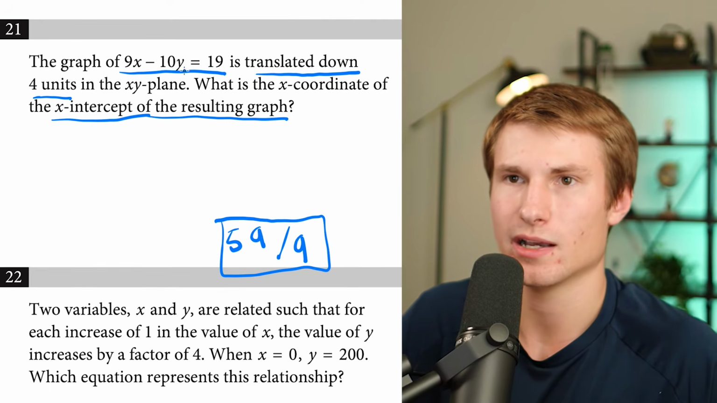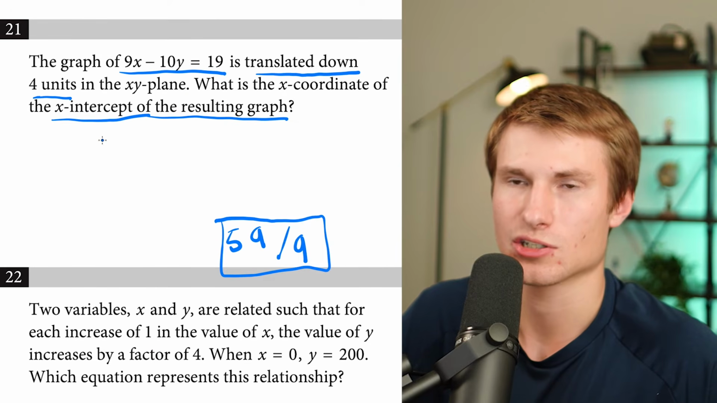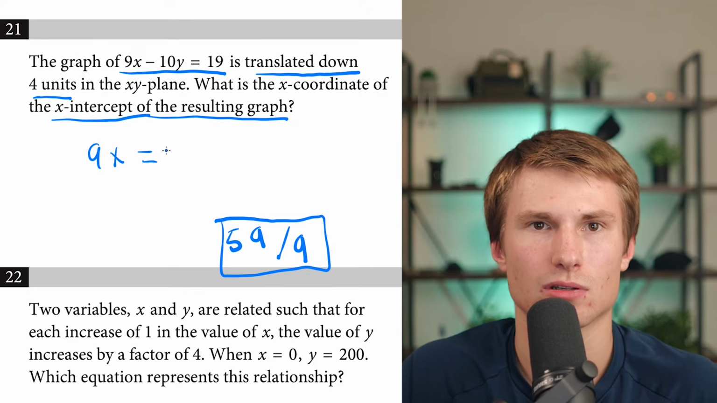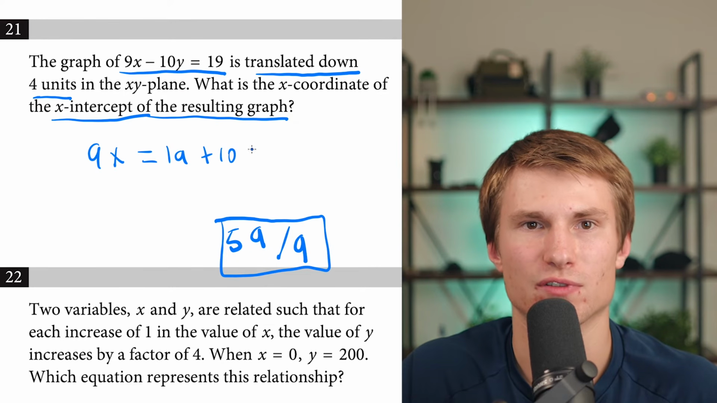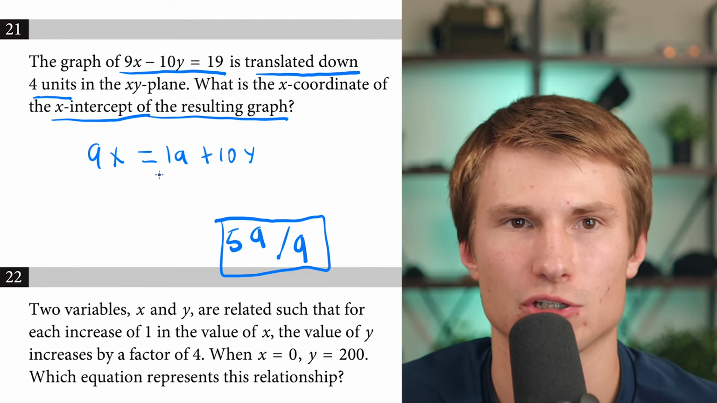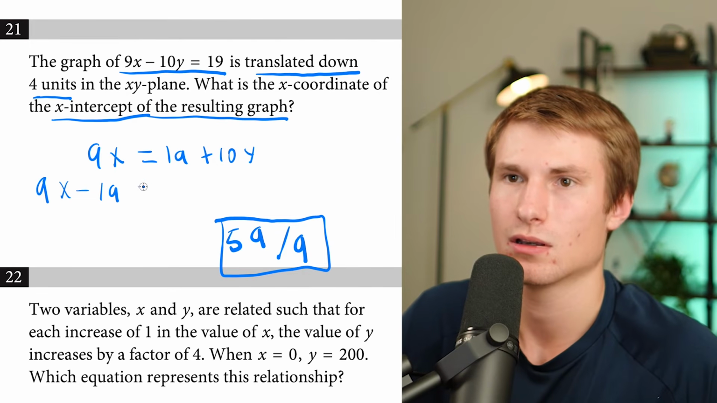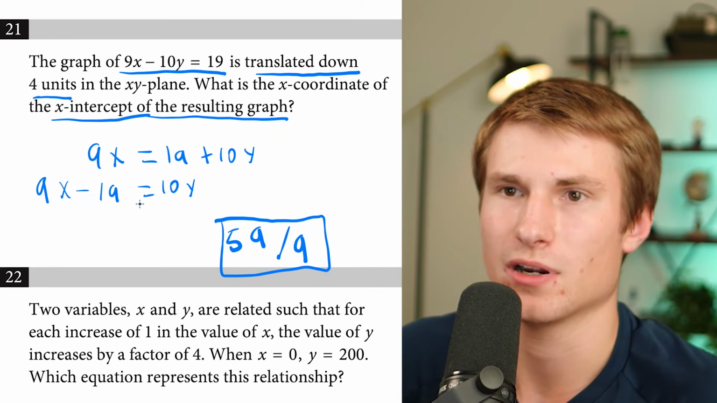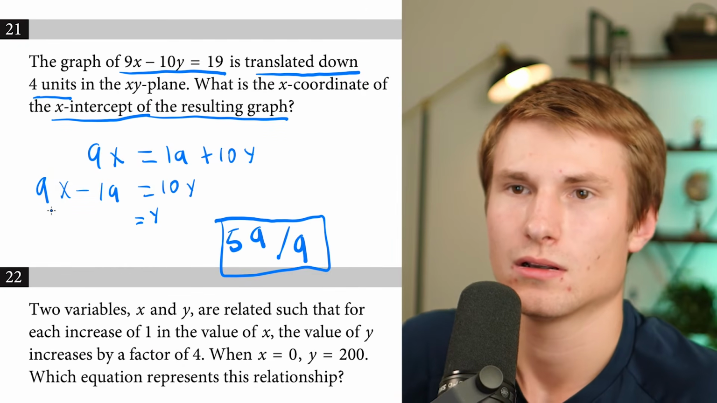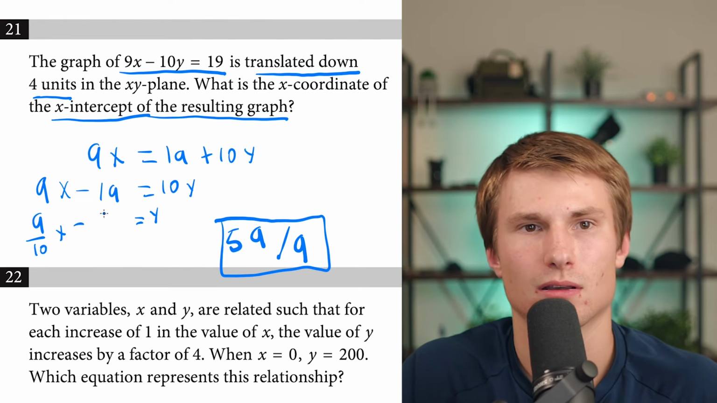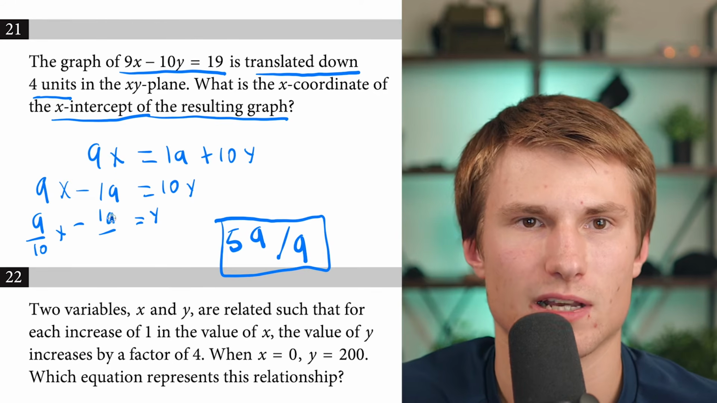So we've got 9x minus 10y. Let me go ahead and just convert this into slope-intercept form. So 9x then will equal 19 plus 10y. I'm going to move that 10y over just so that we have a positive coefficient in front of y. From there, I would subtract 19 from both sides. That's going to equal 10y. From there, I divide both sides by 10. Okay, so that would be 9 over 10 x minus 19 over 10.